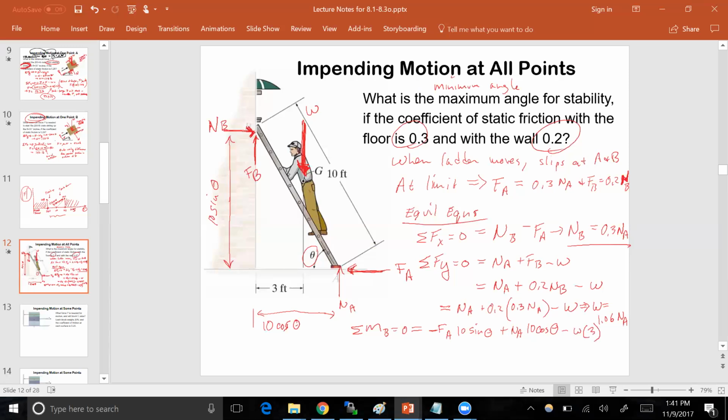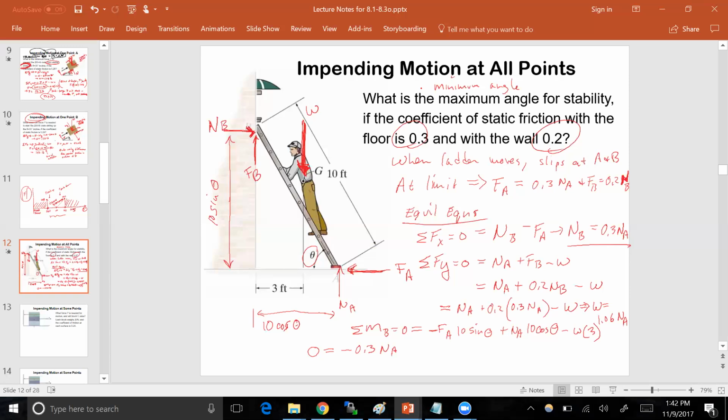But FA is 0.3 times NA, which is nice, and W is 1.06 times NA. So we can now write everything out here. We can say, all right, 0 equals minus 0.3 times NA, because that's FA. FA is 0.3 times NA. We figured that out already because of impending motion.